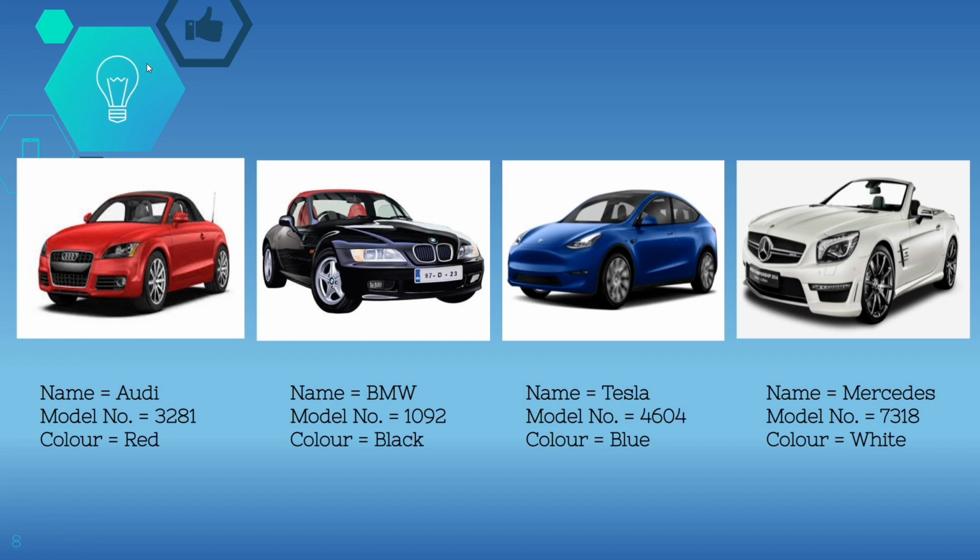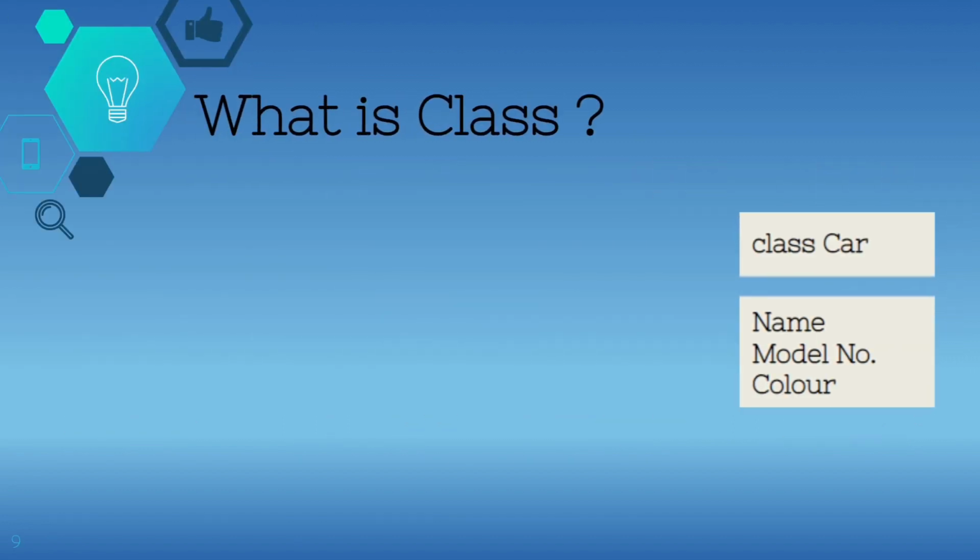Let's study another example to get this more clear. Here, there are pictures of some cars and each will have some attributes like its name, model number, color. The values of these attributes will vary from car to car, but the attributes will be common.